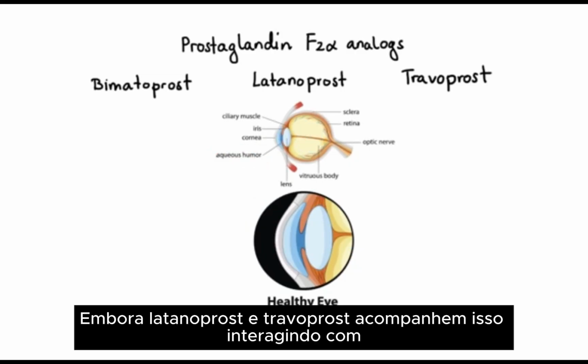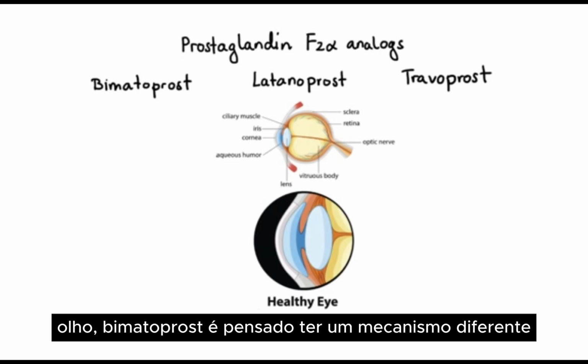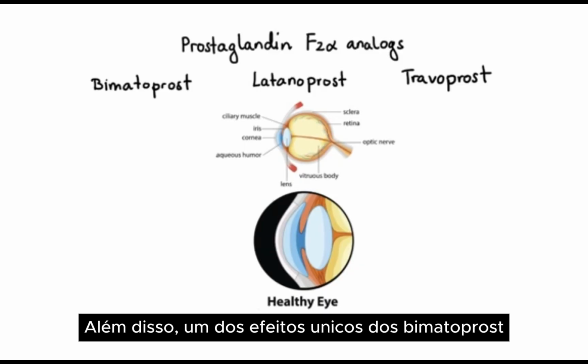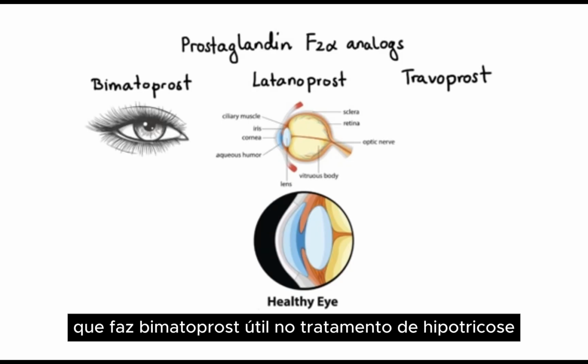Although latanoprost and travoprost accomplish that by interacting with prostaglandin F receptors located throughout the eye, bimatoprost is thought to have a different mechanism of action, which is currently unknown. Furthermore, among the unique side effects of bimatoprost is elongation and darkening of the eyelashes, which makes bimatoprost useful in treatment of eyelash hypotrichosis.